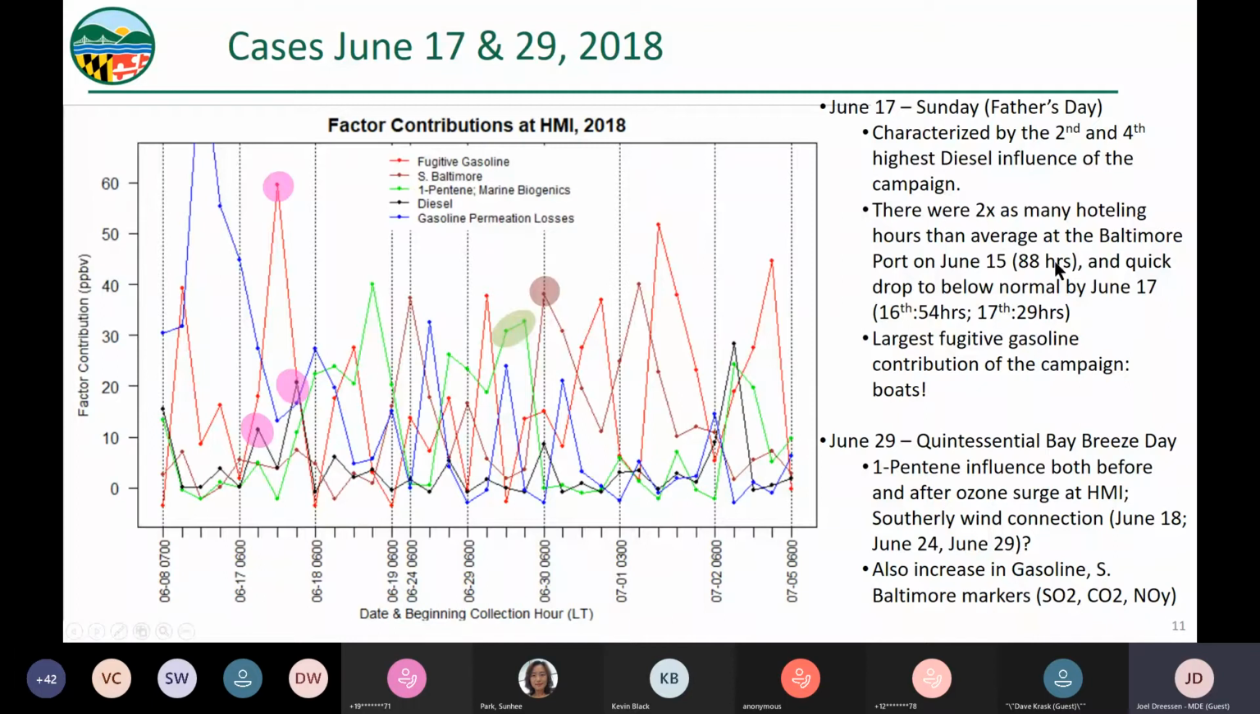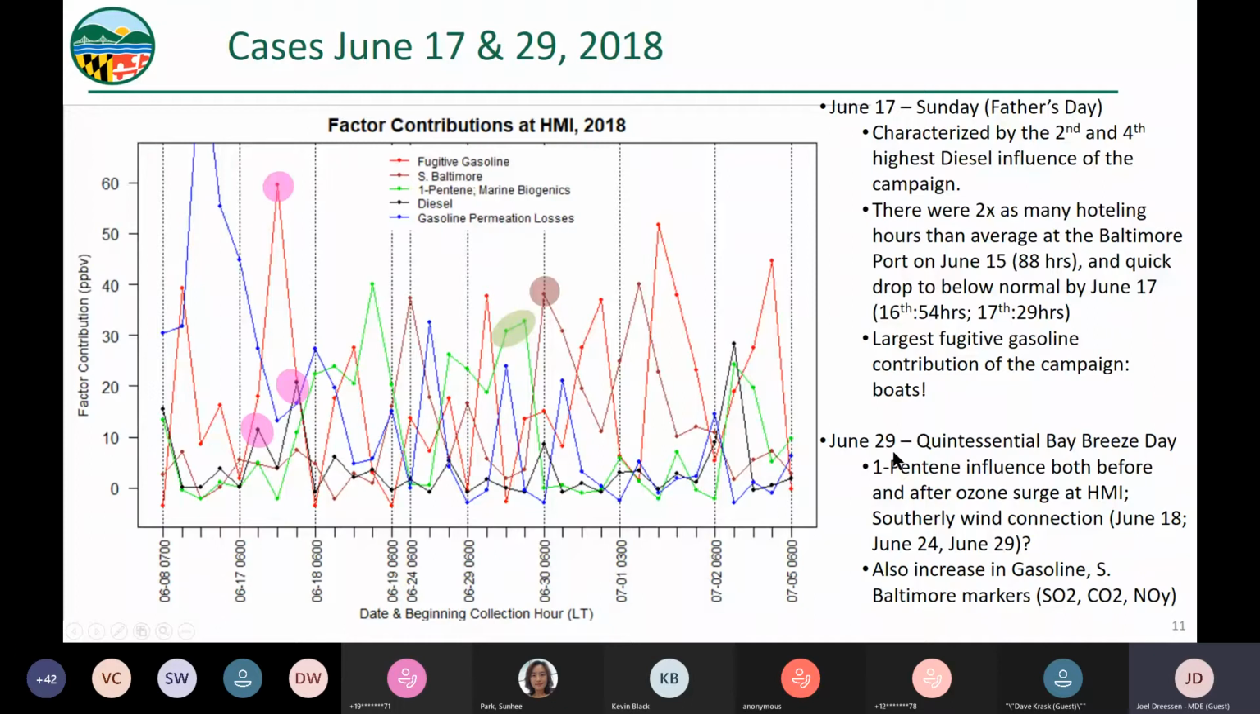Ironically, there was 2 times as many what I'm calling hoteling hours, I mean boat at the port, just prior to this period. Also note that there's the largest fugitive gasoline contribution on this day, on June 17th. It's boats, and you can look at the minute data observations, and you can tell that there's a lot of boats out there. And it's Father's Day, for those of you who don't remember.